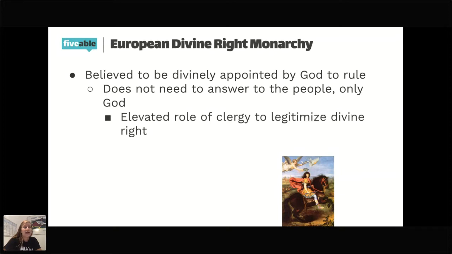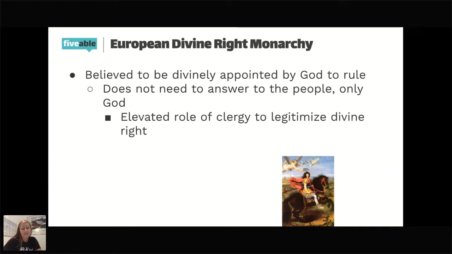And so it elevates not only the role of the king, it makes them like a divine figure in themselves. And you see these depictions like in this portrait. If you don't know who it is, it's Louis XIV of France. And you see he's being crowned by an angel, not crowned by the people, crowned by an angel.